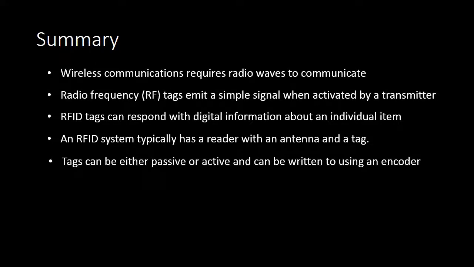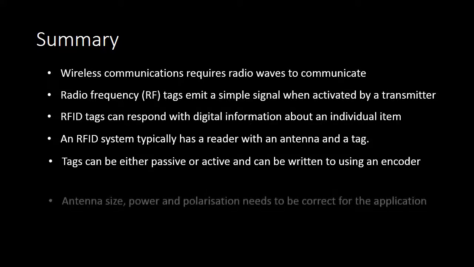RFID tags can be passive in that they are powered by the reader, or active in that they have a battery to power them. Passive tags have a short read range. Active tags have a longer read range. An encoder is used to write some types of tags.